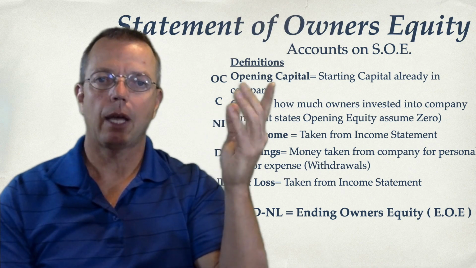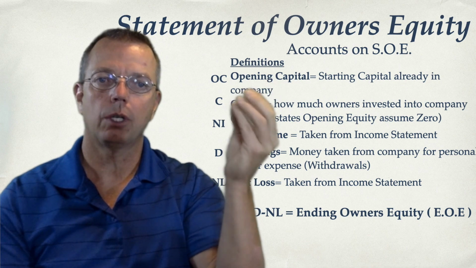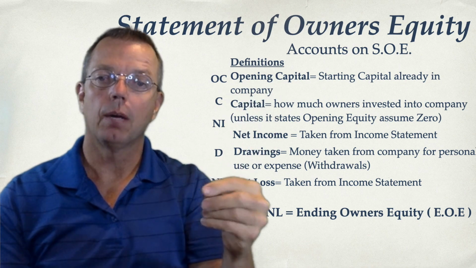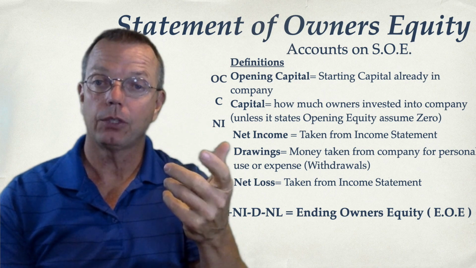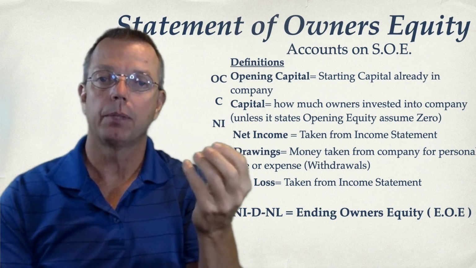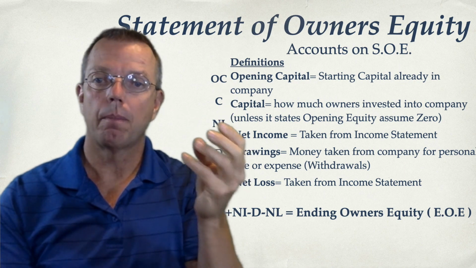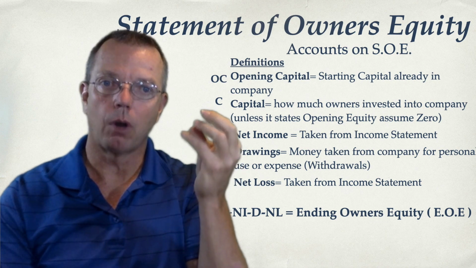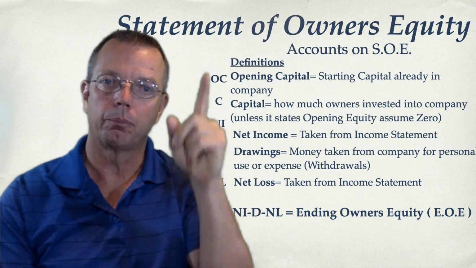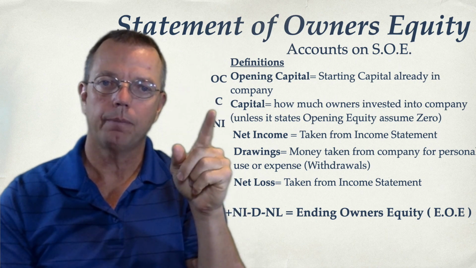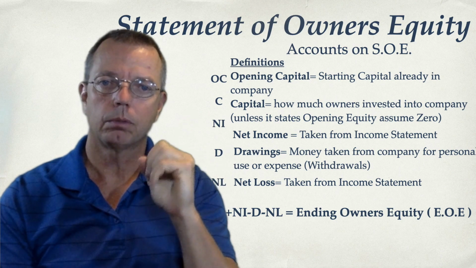So let's look at some of the accounts that you're going to see on the statement of owner's equity. You have opening capital. It's the starting capital already in the company. It would come from the previous month. That would be examples of cash or vehicles that are actually owned by the company, and that is known as OC, or opening capital. The next would be capital: the money or vehicles that are invested into the company for that period, that month. That's why it's important to understand the difference. Previous month, current month. And unless it states opening equity, assume that it is 0, okay?